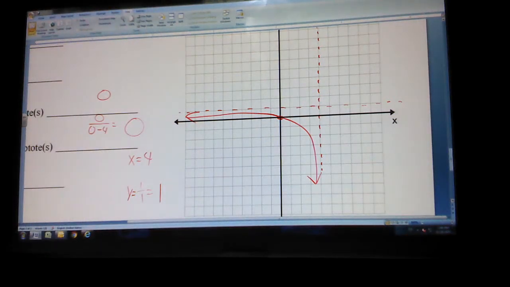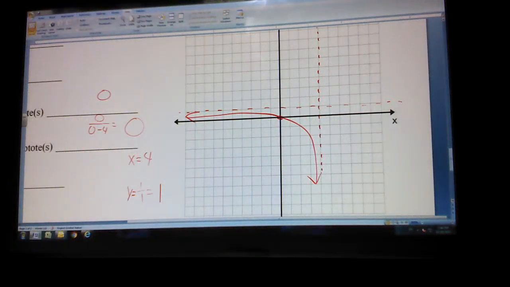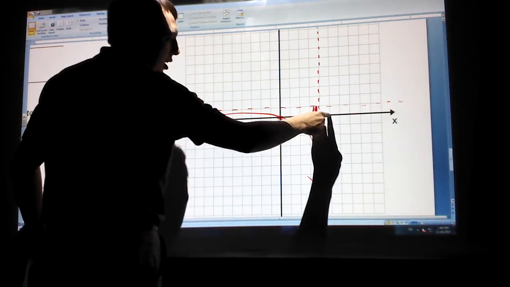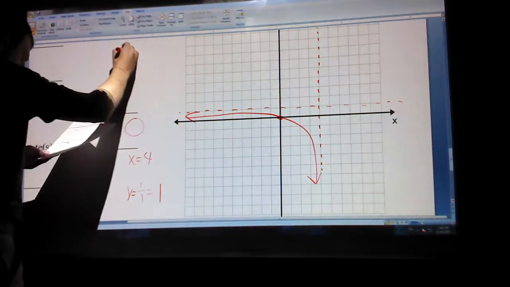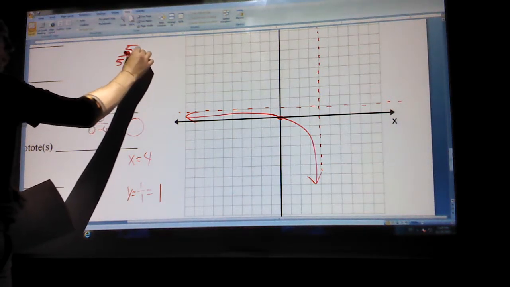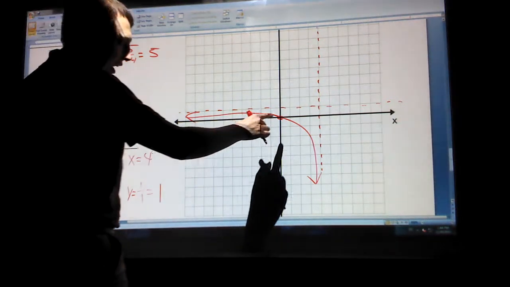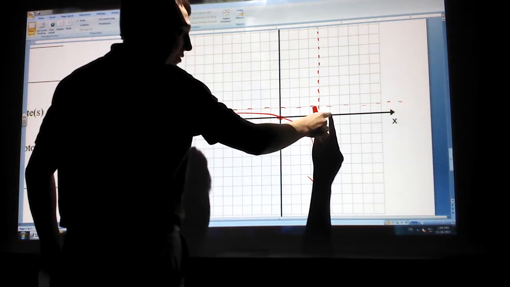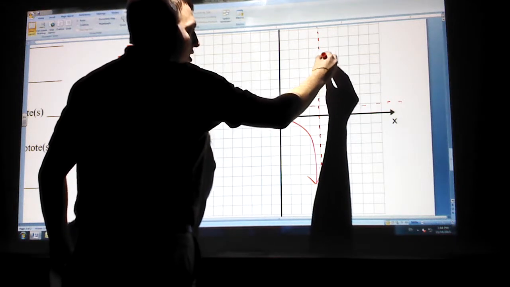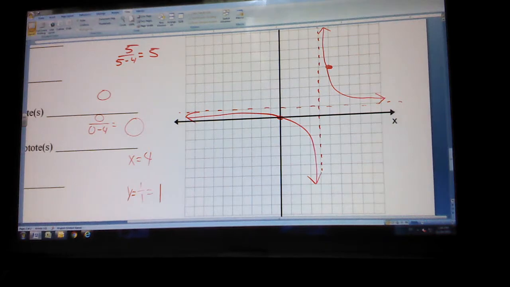Now where is the other part of the curve? Is it up here or down here? Well, you need to plug in a point. I'm going to plug in a point over on this side. Is it on the top or the bottom? I'm going to plug in x equals 5. So if I plug in 5, I'm going to get 5 over 5 minus 4, which is equal to, I believe, 5. So if I plug in 5, I get 5. So it is up here. And it's going to get closer and closer to the asymptote. And that is my graph.